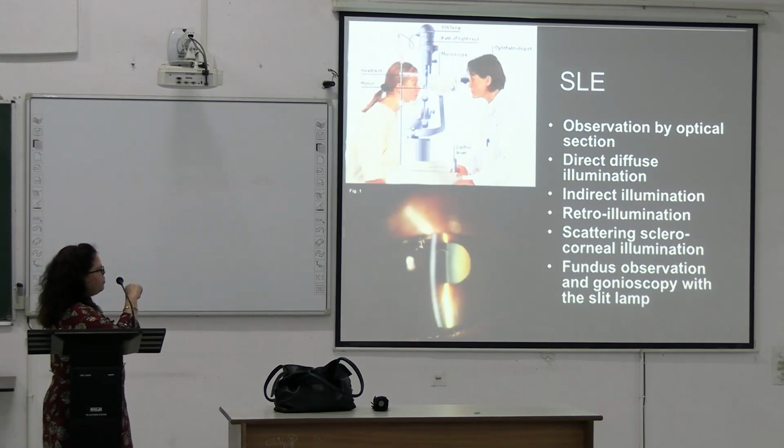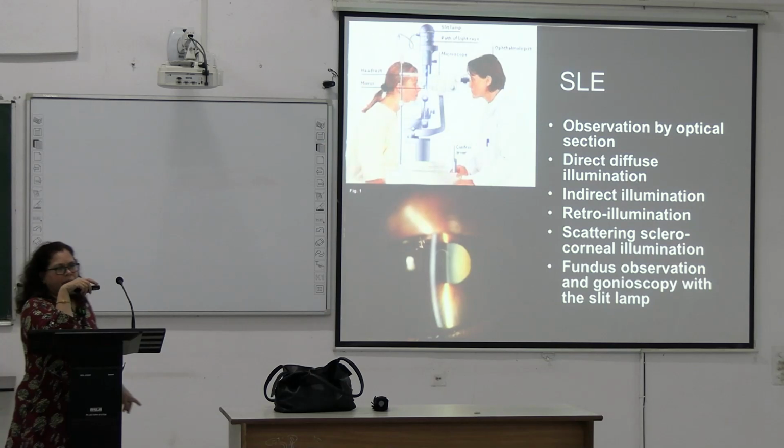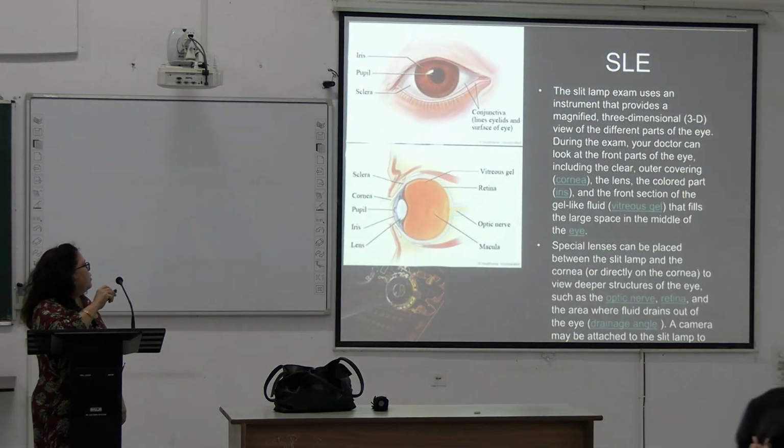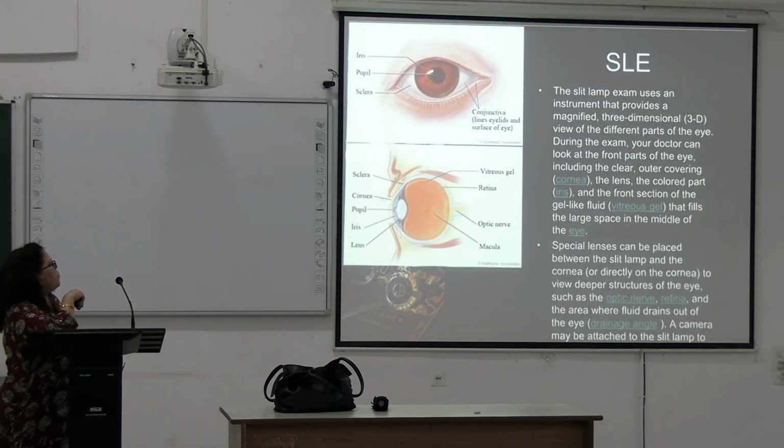Then fundus observation through slit lamp we do with the help of the 90D lens, and through gonioscopy with the help of the slit lamp we assess the angle of the anterior chamber in case of narrow angle glaucoma and open angle glaucoma. So this is the eye.